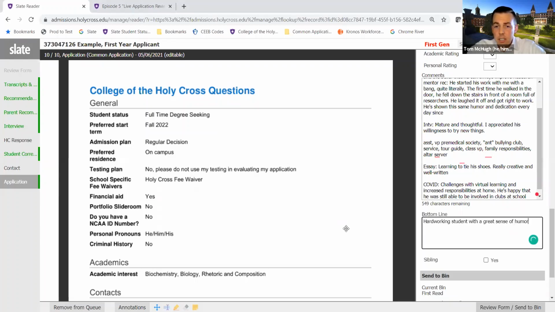Then finally, this bottom line that Lynn just entered is what I would view as like a "too long, didn't read" on Reddit. And once again, we do read, but before you hit submit and send it to the next reader or to committee, try to boil it down to a sentence. Like, what's your impression of this student? And after all of this work, after 45 minutes of reading through this application, Lynn thinks this is a hardworking student with a great sense of humor. So that's the message that she's gotten.